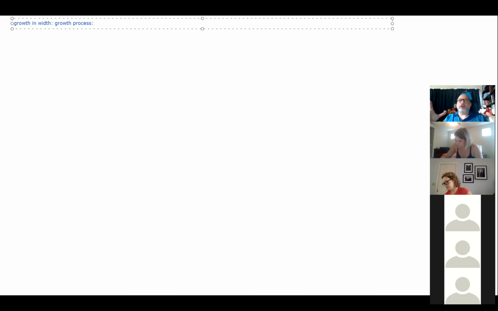So we had two growth processes that we talked about. One was interstitial growth. And the other is appositional. Appositional growth, remember, we're adding new layers on the outer surface.